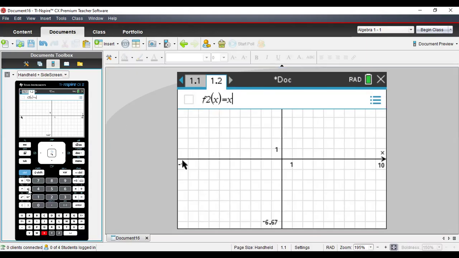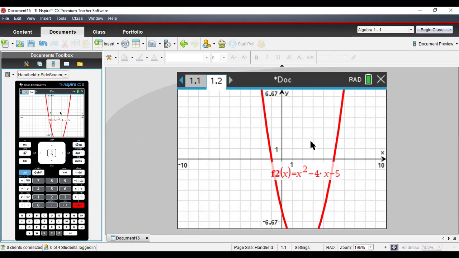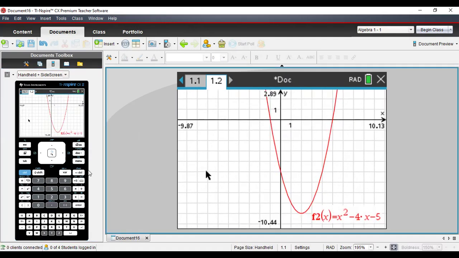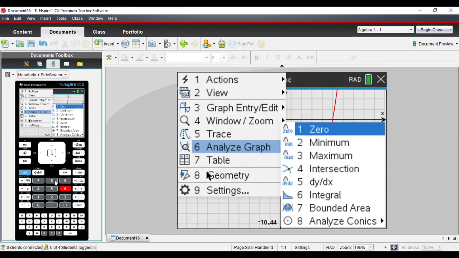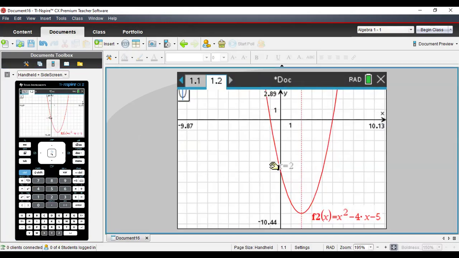It's going to be x squared minus 4x. Now, if you know how to complete the square, you can kind of see what the axis of symmetry is going to be, but let's go ahead and do it. Let me grab the graph paper, move it up. And then I'm going to do menu 6, 8, 4 again. And then I hover over it and it tells me that the axis of symmetry is x equals 2, which is what I was looking for. So the answer is 4.